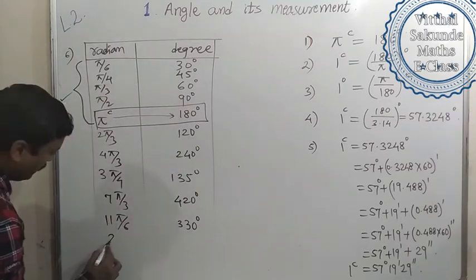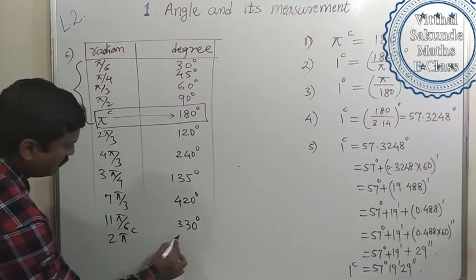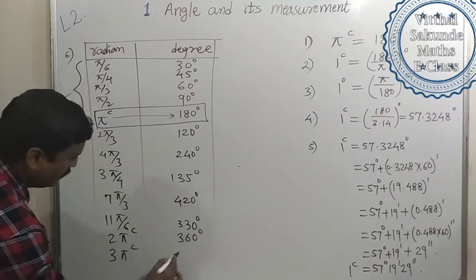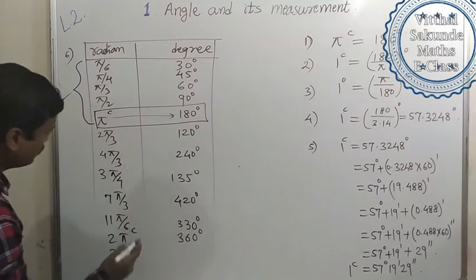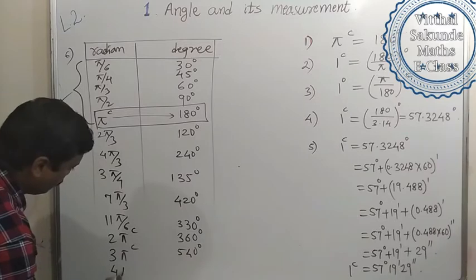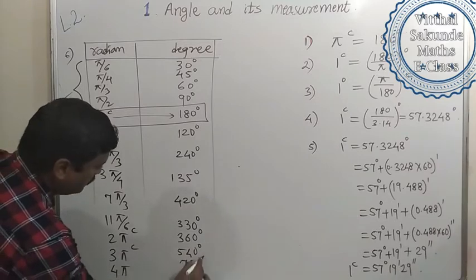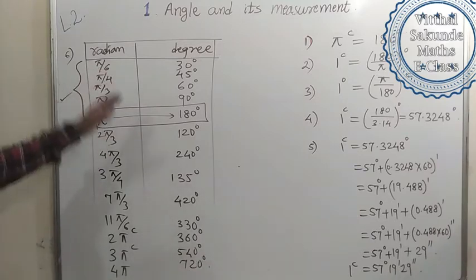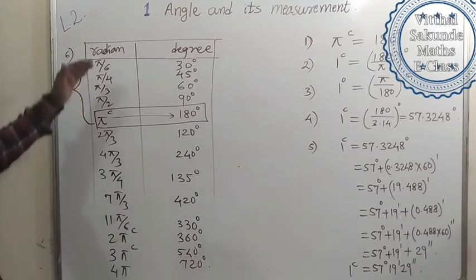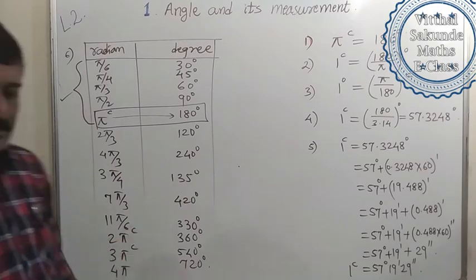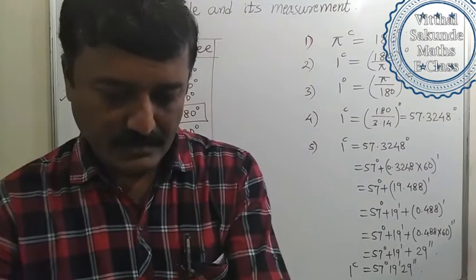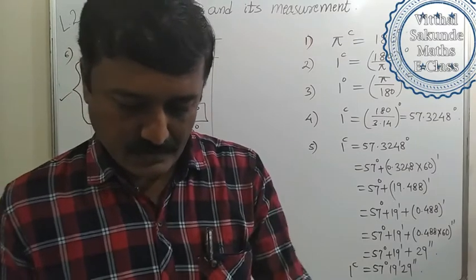If you want to write 2 pi, obviously 2 pi radian is equal to 360 degree. If you write 3 pi, then it will be obviously 540 degree. Same 4 pi, it is equal to 720 degree. So in this way you can write any angle in degree measure also. Okay, so remember this one, it is also important for examples. Let us see some examples once again based on this article.